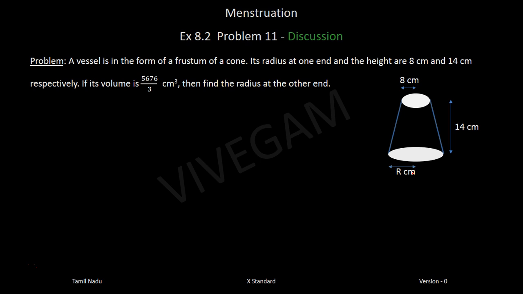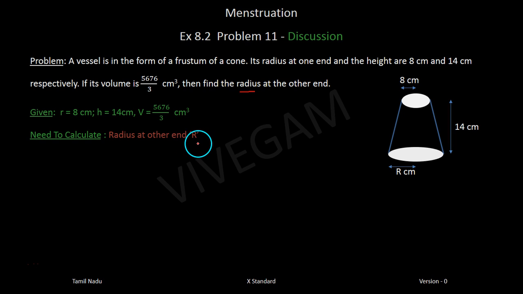Now, let's start writing what is given in the problem. The small r is equal to 8 centimeter. We are assuming it to be the smaller side. We really don't know, but let's take it, and it will work itself out. So r is equal to 8 centimeter, height is 14 centimeter, and the volume is 5676 divided by 3 centimeter cube. We are asked to calculate the radius at the other end, capital R.